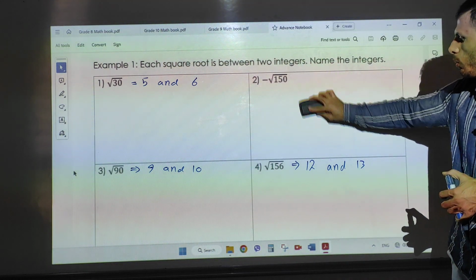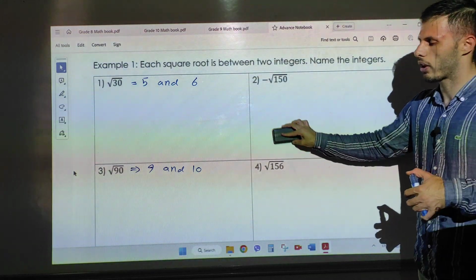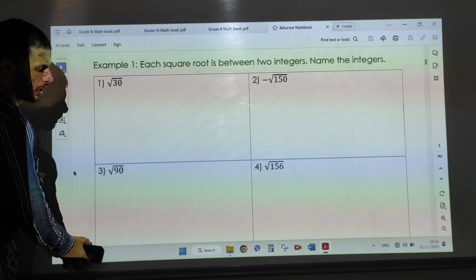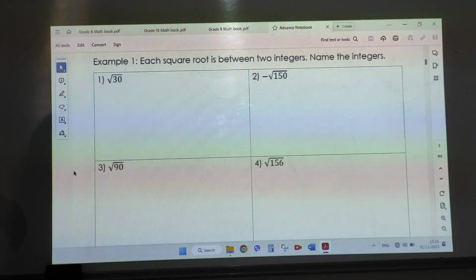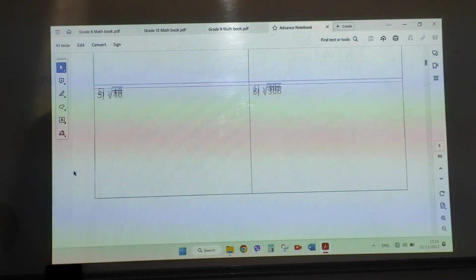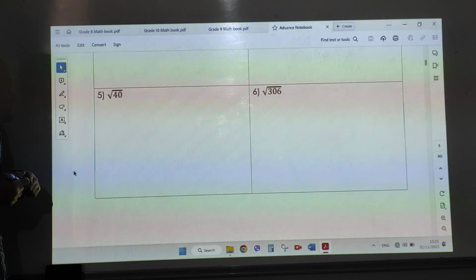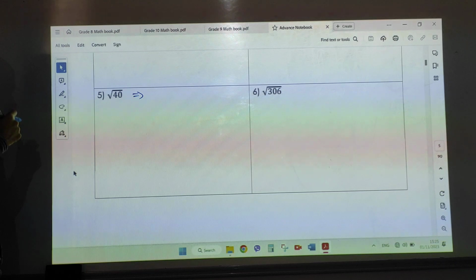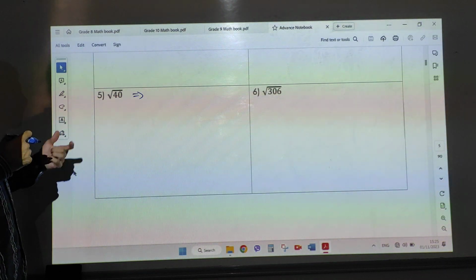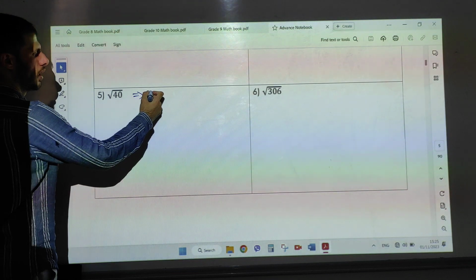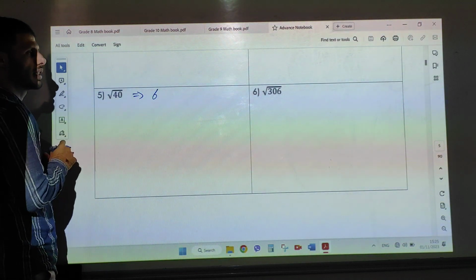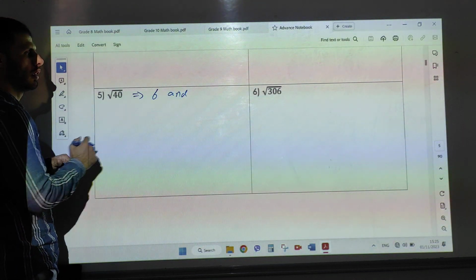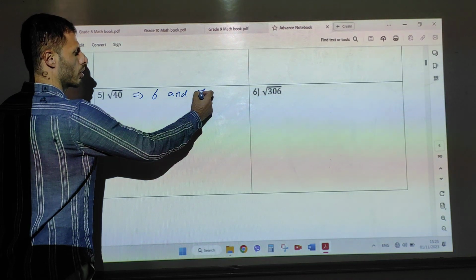For each one of them, we will check by knowing those perfect squares that we have, or if you didn't know, you must check by multiplying a number by itself, then you can find it out. We just have questions 5 and 6. In question 5, which is very simple, square root of 40, we know that the perfect square which is less than 40 is 36. 36 is 6 times 6. And the one which is greater than 40 is 49, which is 7 times 7.